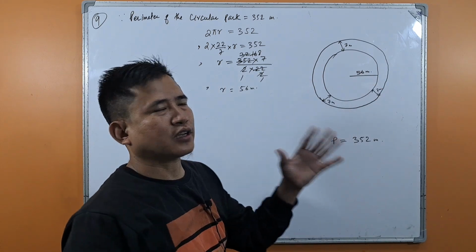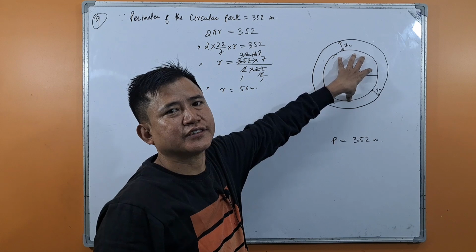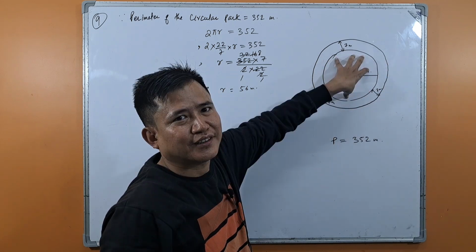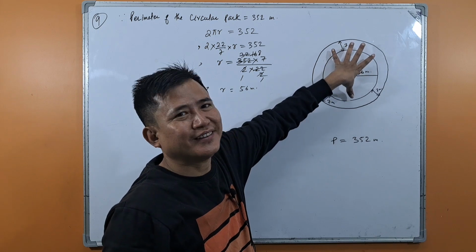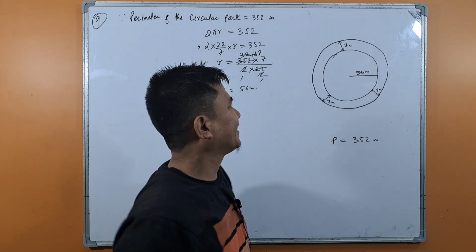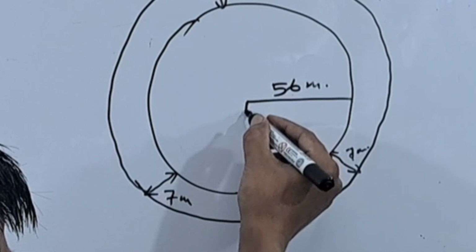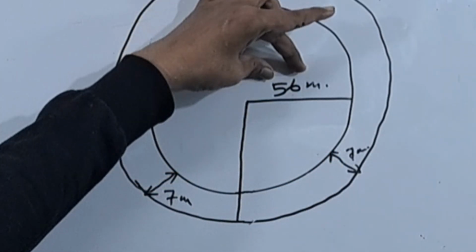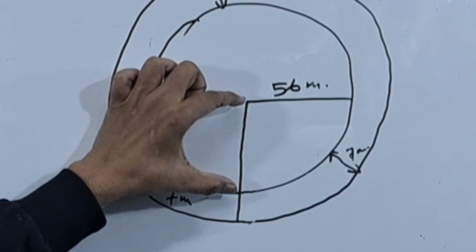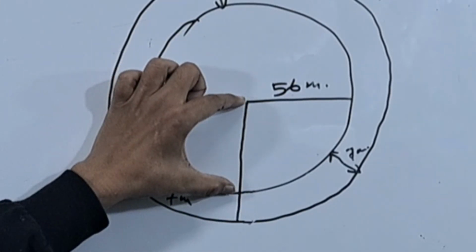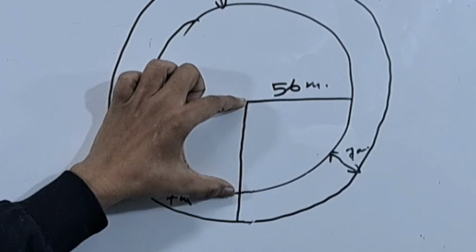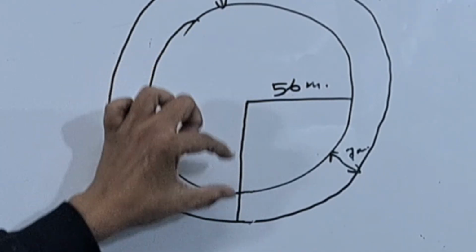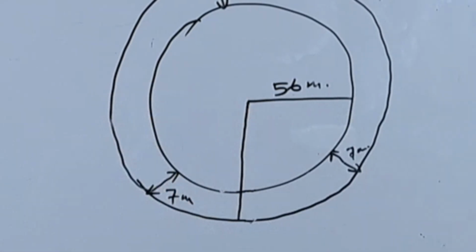So we can see two circles here, isn't it? One is the inner circle, which is the circular park, and the other is the outer circle, which is the circular park along with the circular path. So what is the radius of the outer circle? Radius of the outer circle is 56 plus 7, because this is the radius of the inner circle, 56, and the width of the path is 7. 56 plus 7 is 63.